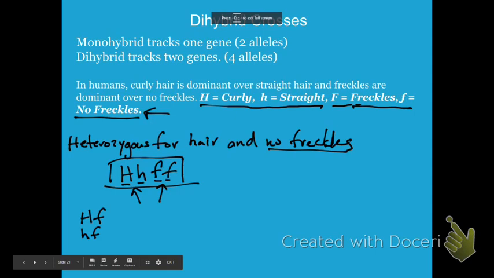But there are four possibilities, right? So it could be big H, little f, little h, little f. You always want to figure out the four possibilities as well, because it'll help with the Punnett square.